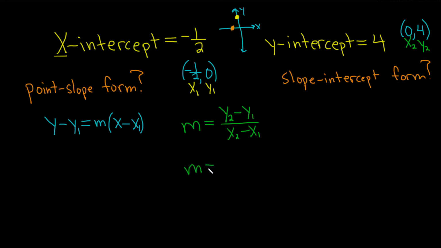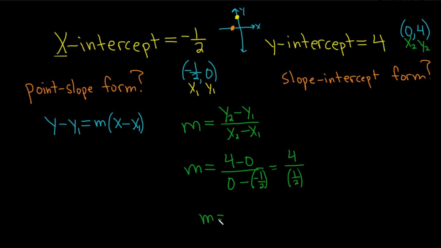And now let's find m. So it's y2 minus y1. So 4 minus 0 over x2 minus x1. Ooh, so it's 0 minus negative 1/2. Oh, wow, we got a fraction on the bottom. Okay, so this is going to be 4 over positive 1/2, right? Because it's a double negative.